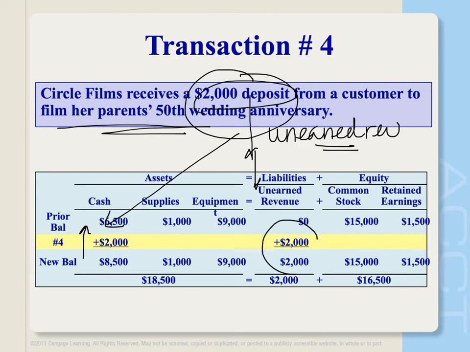And unearned revenue is a liability. Let's think about why that's a liability. If I don't perform the service of filming the wedding anniversary, then I will have to give back the $2,000. Therefore, it's a liability until I earn it. So now you see when we do it this way, we've got $18,500 over here and $18,500. We are still in balance.